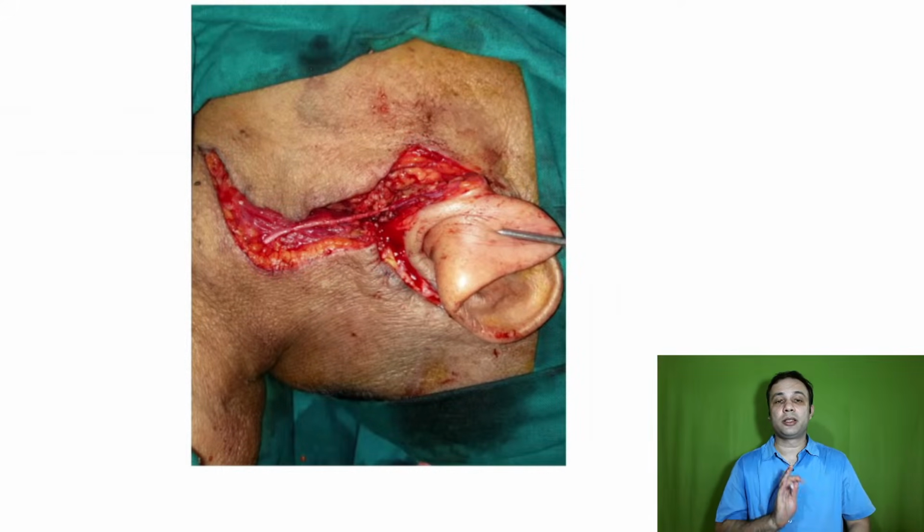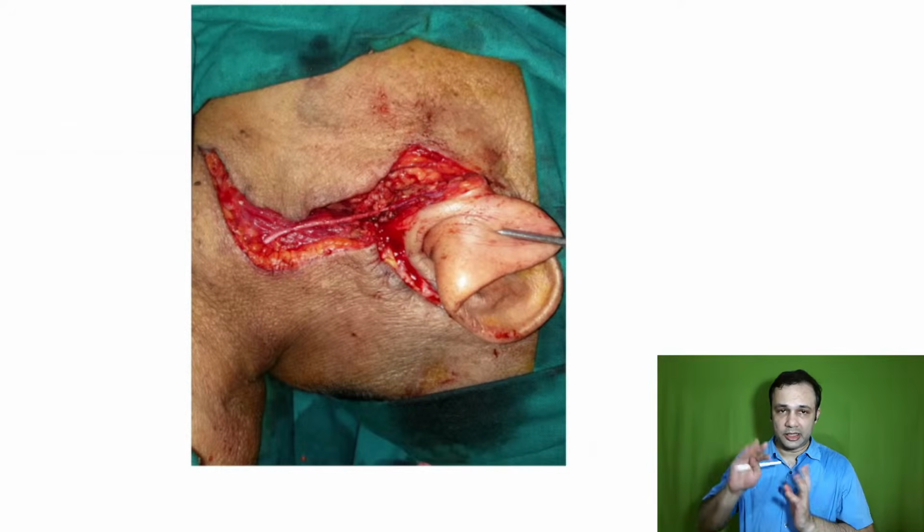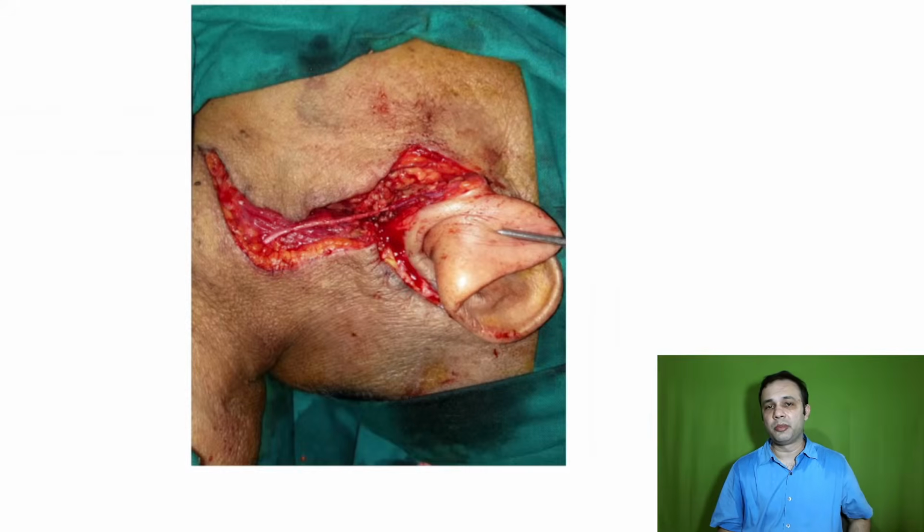Okay, now let's show you a few images. Okay, so coming to the last part here, you see this. This patient is undergoing a lateral temporal bone resection for a malignancy, okay, of the temporal bone. Following the surgery, this patient is going to say, I don't have any sensation of the pinna, right?